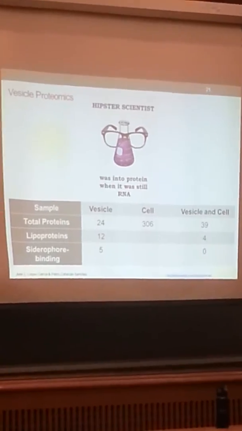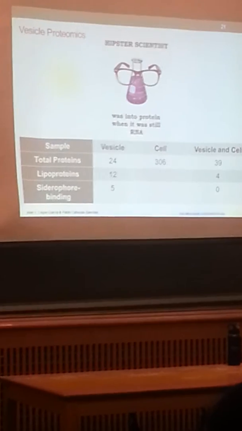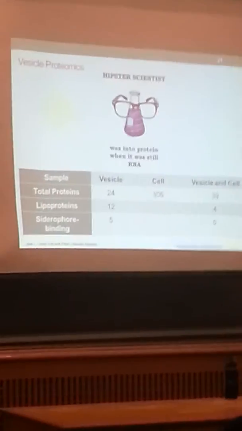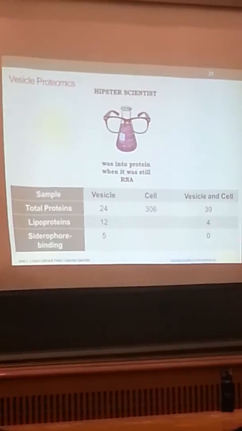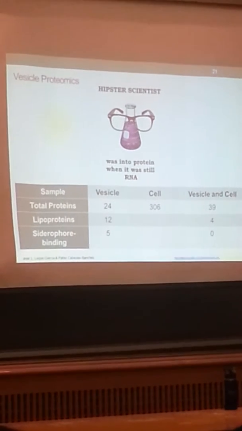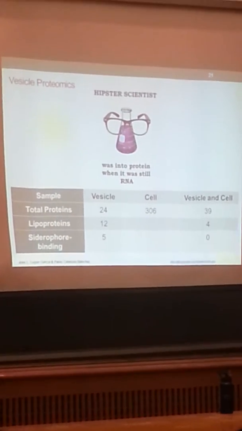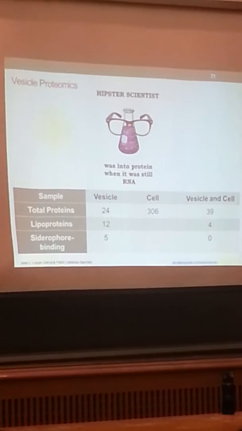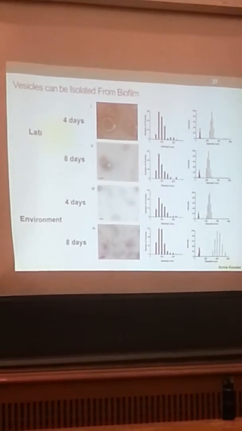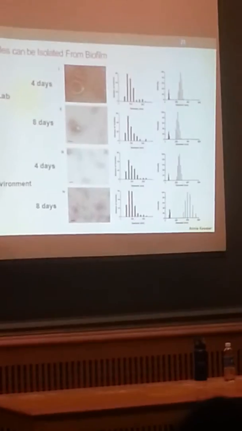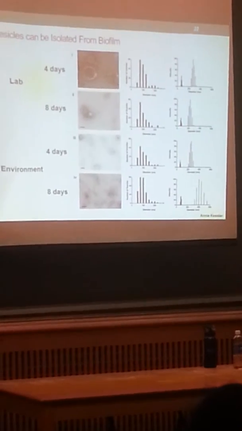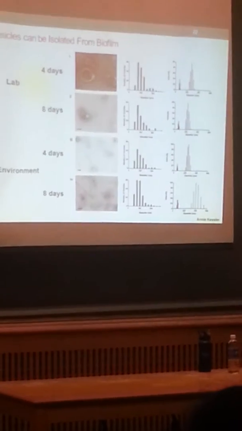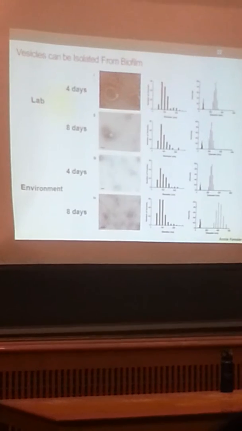And all of this data I've shown you so far has been from these liquid planktonic cultures. But as we know, most bacteria don't live in rich liquid media in the lab. They live outside in a biofilm. So I wanted to find out if these vesicles can be found in biofilm, naturally in the environment. I had a rotation student help me with this, and we grew lab strain and environmental strain biofilms for 4 to 8 days, and we isolated vesicles from these biofilms.